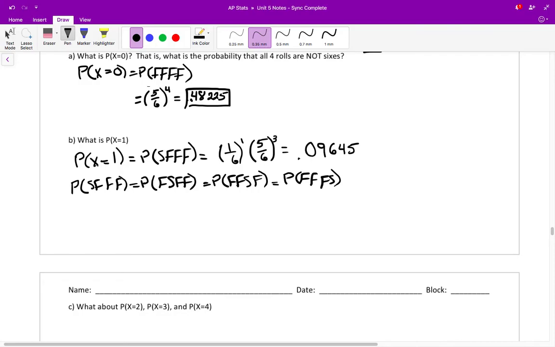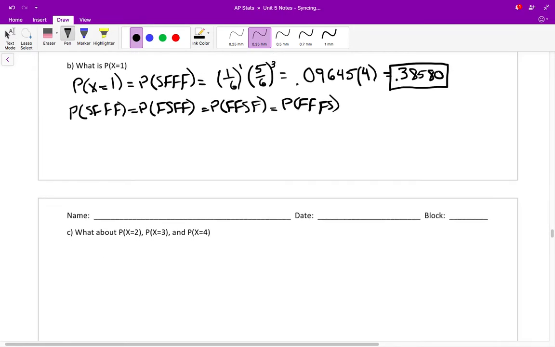There are 4 different ways that you can have a success exactly once. So this probability is great, 0.09645, but keep in mind that there's 4 different ways that can happen. In other words, what you'd have to do, you'd have to multiply by 4 to say that there's actually a 0.38580 chance that you roll exactly one 6. Okay, so what we're going to do, we're going to kind of continue with this.